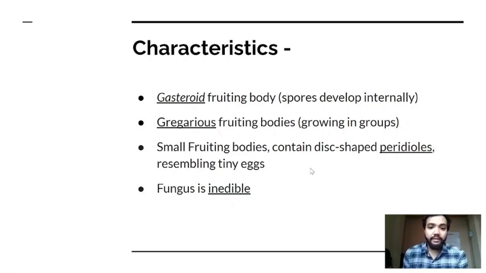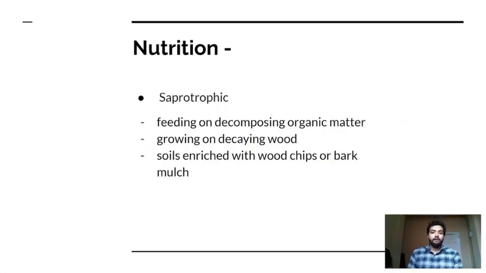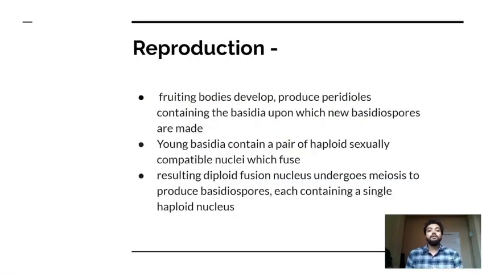The third characteristic of Nidulariales is that they have small fruiting bodies containing disc-shaped peridioles that resemble tiny eggs, and this fungus is generally inedible. Coming to the nutrition of Nidulariales, it is generally saprotrophic in nature, feeding on decomposing organic matter, growing on decaying wood, and also found in soils enriched with wood chips or bark mulch.